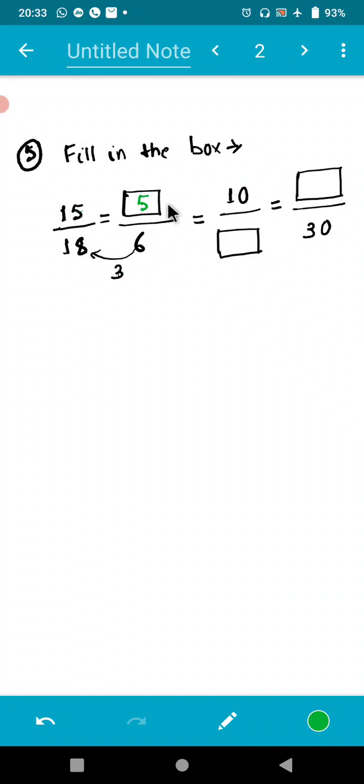Fine. Now let's move on to this part. Now 5 into this is 10. So 5 into what is 10? Obviously 2. So 2 into 5 is 10. So 2 into 6 is what? 12. Understood? So easy, isn't it?